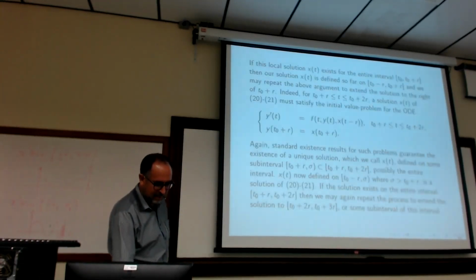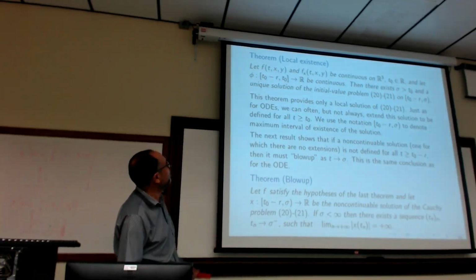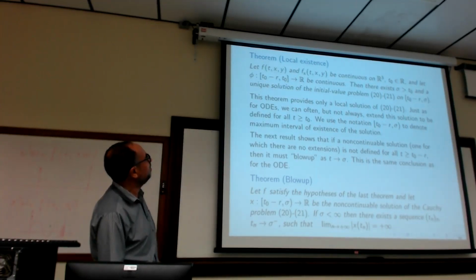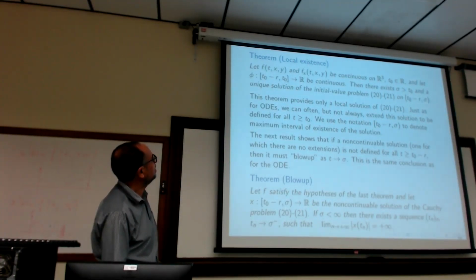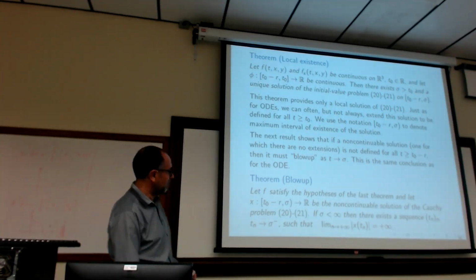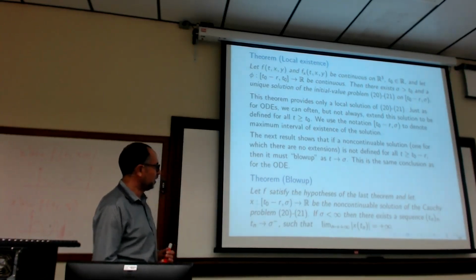Yes, this is the local result, I will come back to it next time, it's very easy. If the nonlinear function has a derivative that exists and is continuous, then you have local existence of the solutions, and you have blow up of the solution if you reach the maximum.